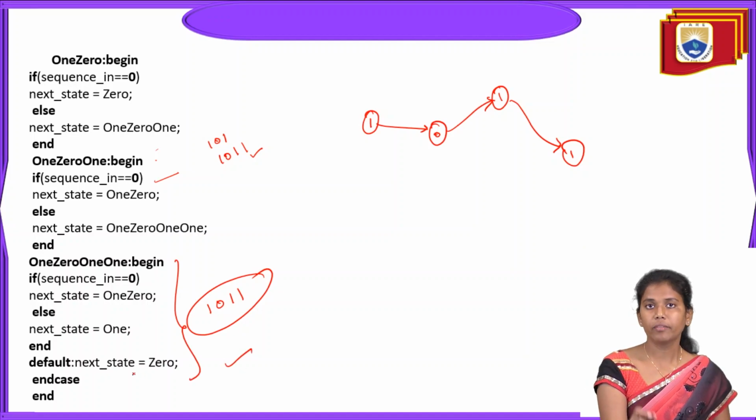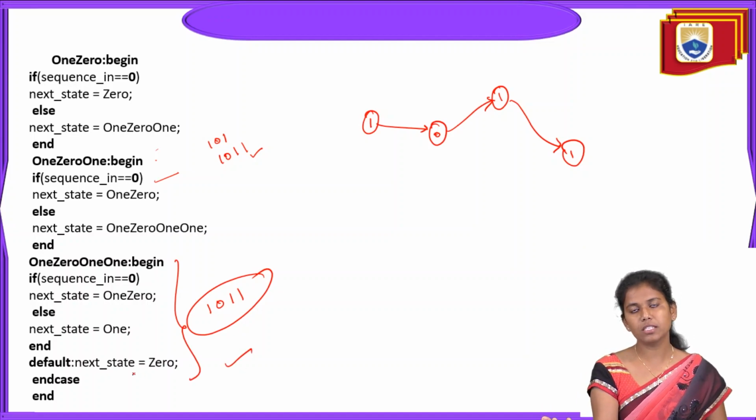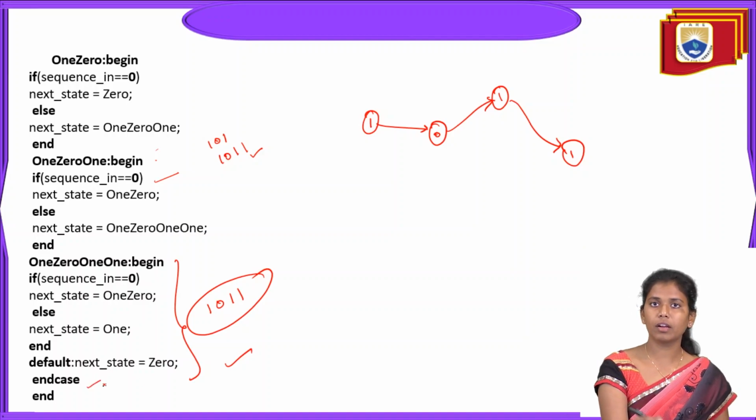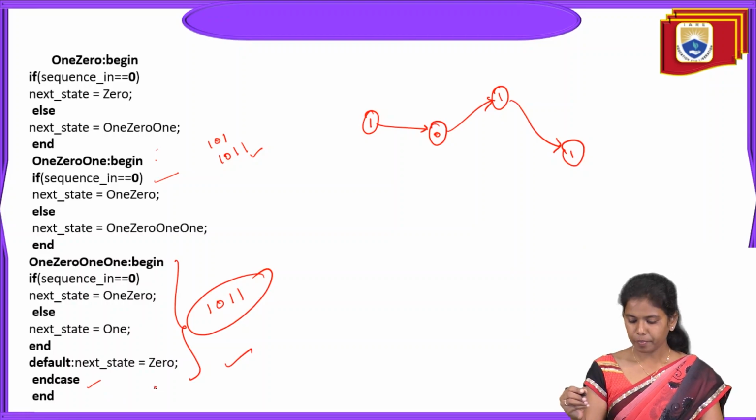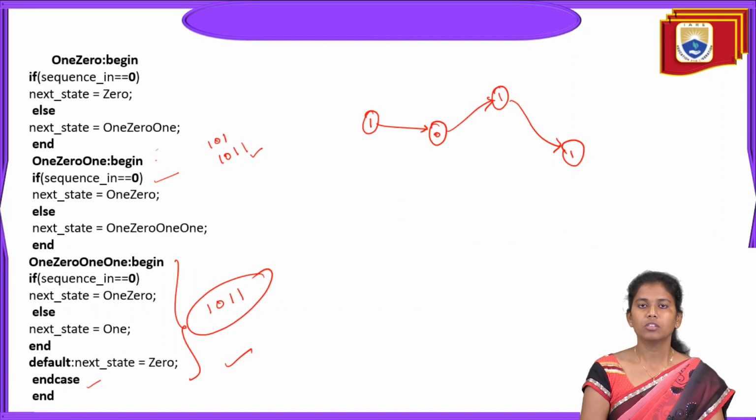So by default the next state would obviously be 0, and then finally we terminate our code with end case and then end module. I hope you understood this. First time, see here, we are detecting the 1011 Moore detector, right?